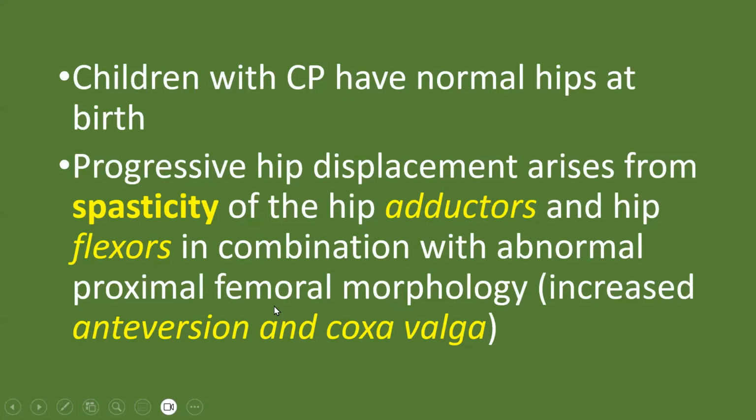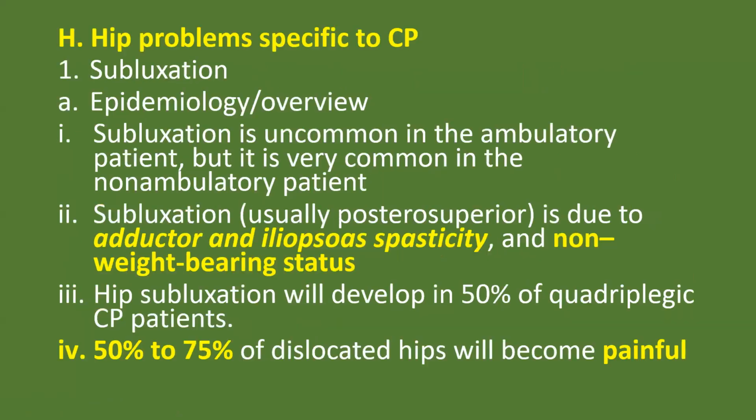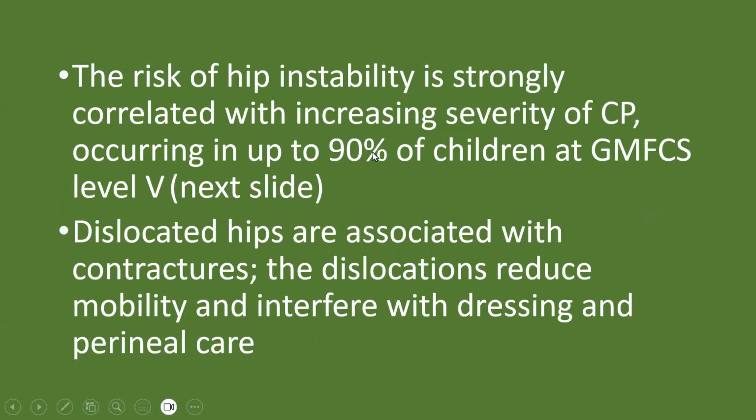Children with cerebral palsy have normal hips at birth. Progressive hip displacement arises from spasticity, as we have mentioned, anteversion and coxa valga. So you have to pay attention to these points. The risk of hip instability is strongly correlated with increased severity of cerebral palsy. So you have to keep this in mind as you're performing this surgery, to decide which are the patients who have the highest chance of recurrence.